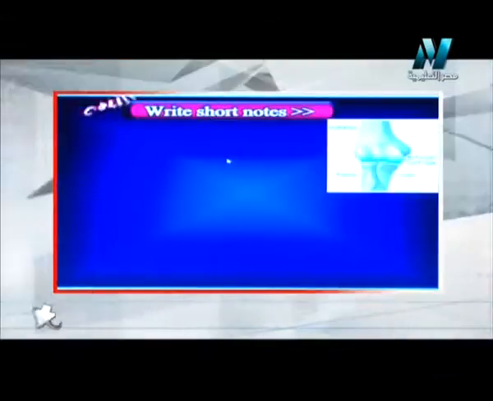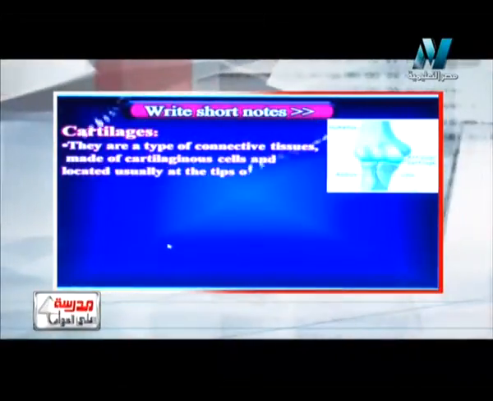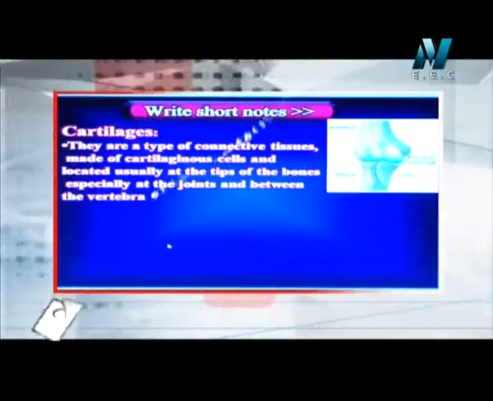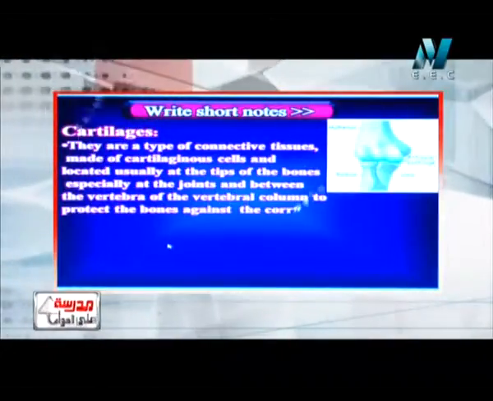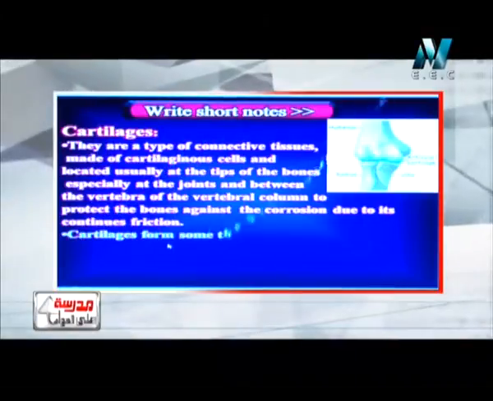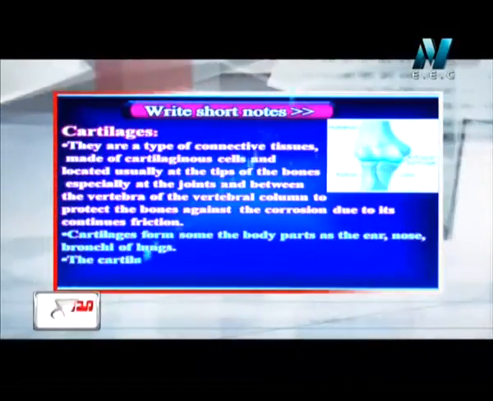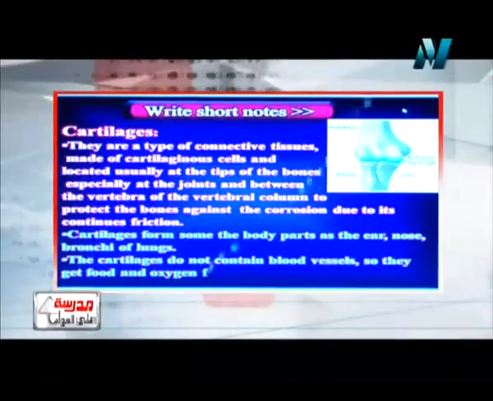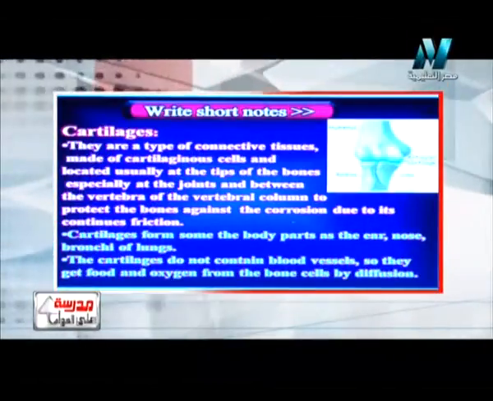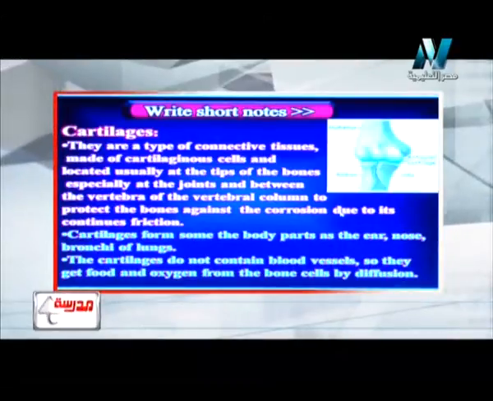So we can classify joints into three types according to structure, and into four types according to movement. Write short notes on each of the following. The cartilages. They are a type of connective tissue made of cartilaginous cells, located usually at the tips of the bones, especially at the joints and between the vertebrae of the vertebral column, to protect the bones against erosion due to continuous friction.